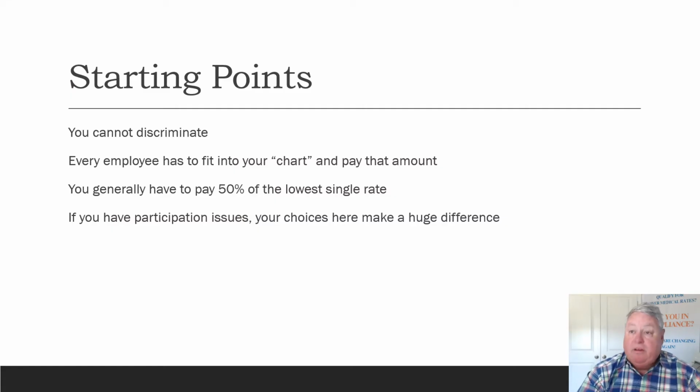So some starting points for this conversation. The first thing you have to understand is you cannot discriminate. You can't decide that Joe gets more money than everybody else, for example. We have to have a chart, and every employee has to fit into that chart, and they pay whatever that amount is. There are some rules as to how we can devise those charts.